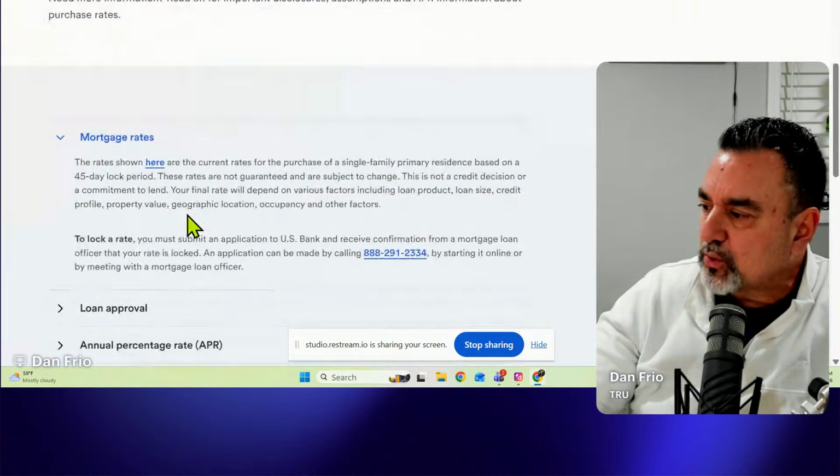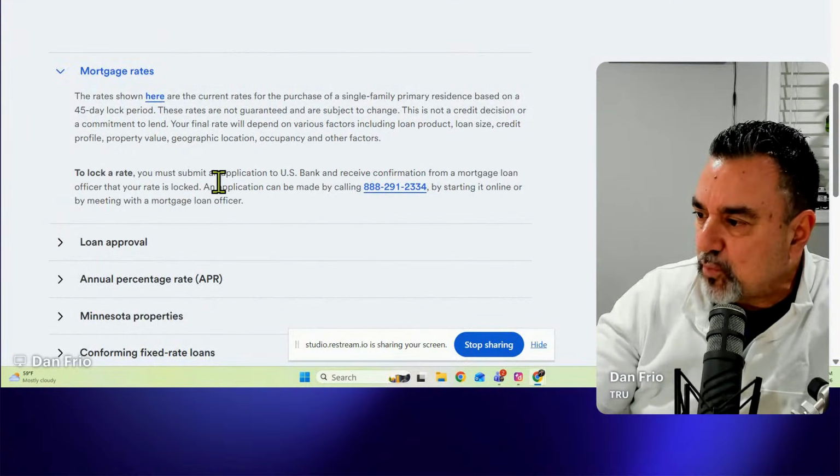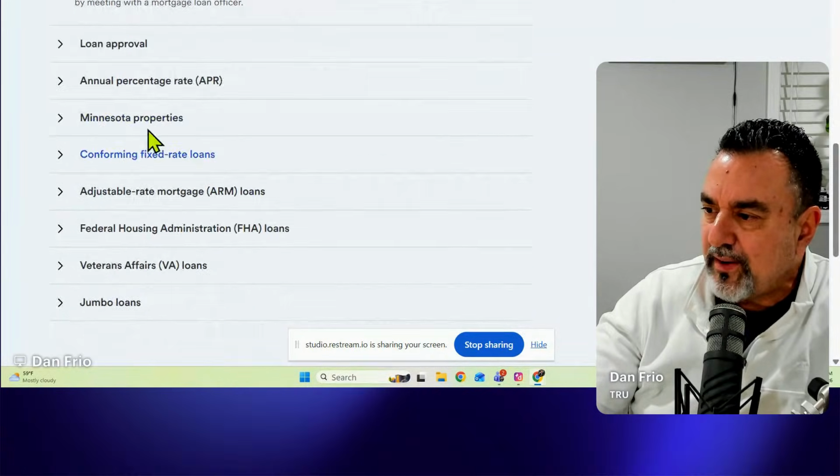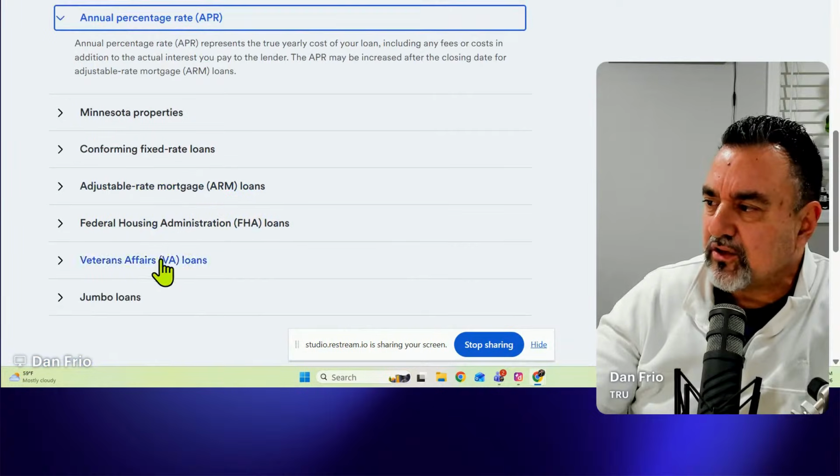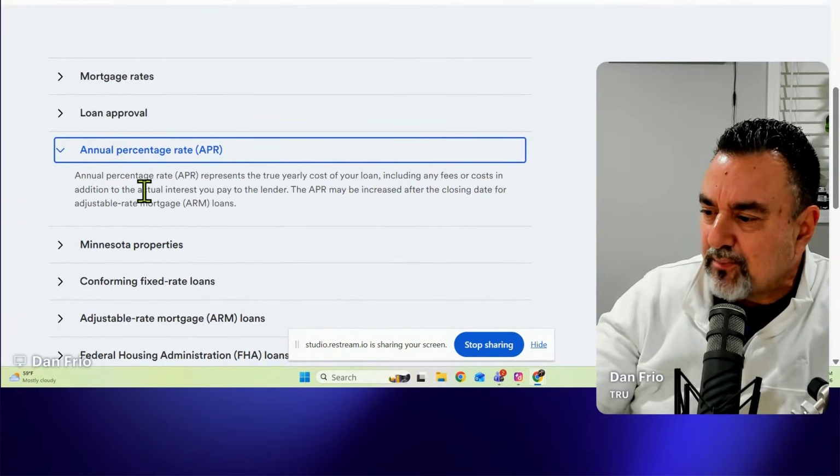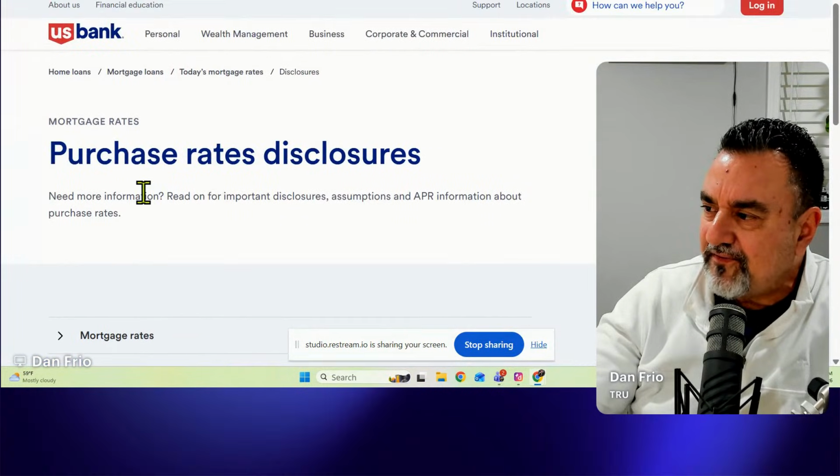Okay, the more details. We're going to go down through here, and this is a 45-day lock, loan approval. APR, this is really what I want you guys to look at. So then they say the APR, and they break it down, and then where's my fees and everything?